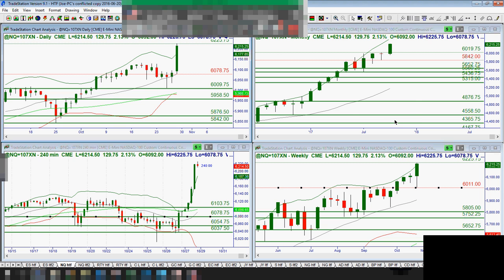This one was just rocket ship stuff, mostly driven by Amazon and Google. This past Friday was a ridiculous rally, blasting all the way up, an engulfing candle on the weekly, where again, in outer space, there's nothing to stop this thing until we get a pullback. It's what you do. You just wait and buy the pullback.